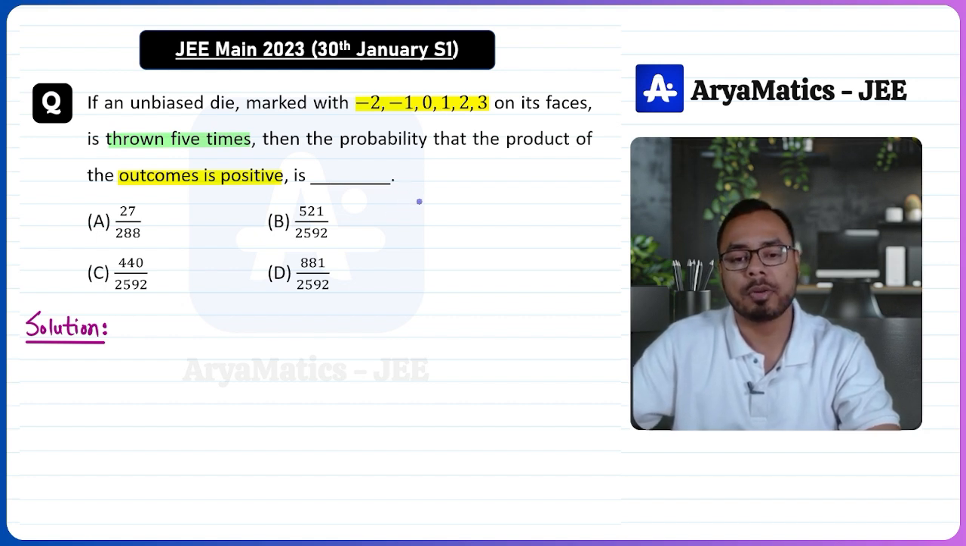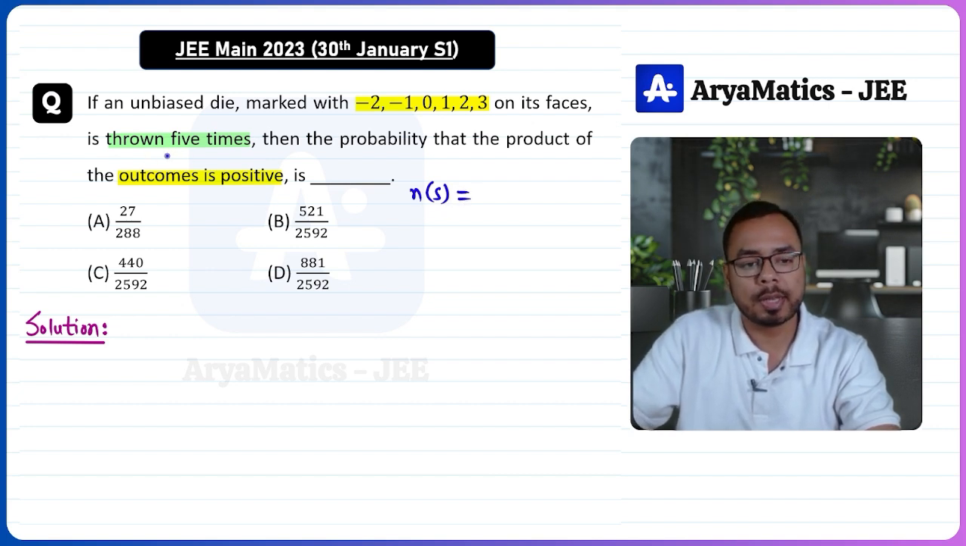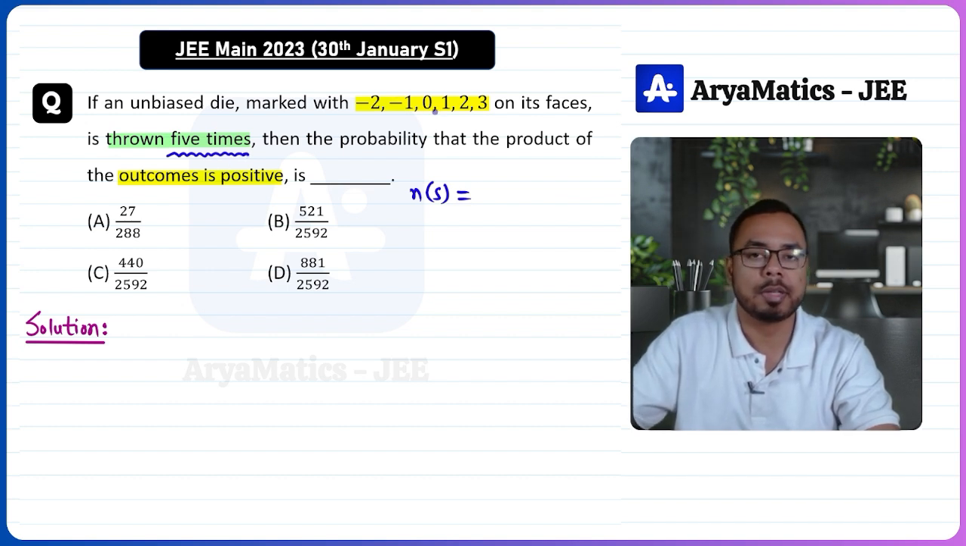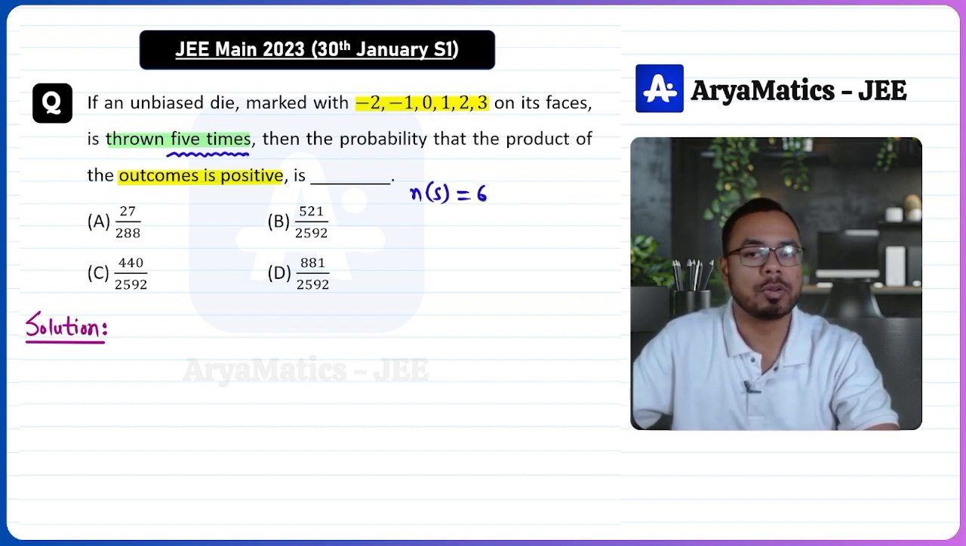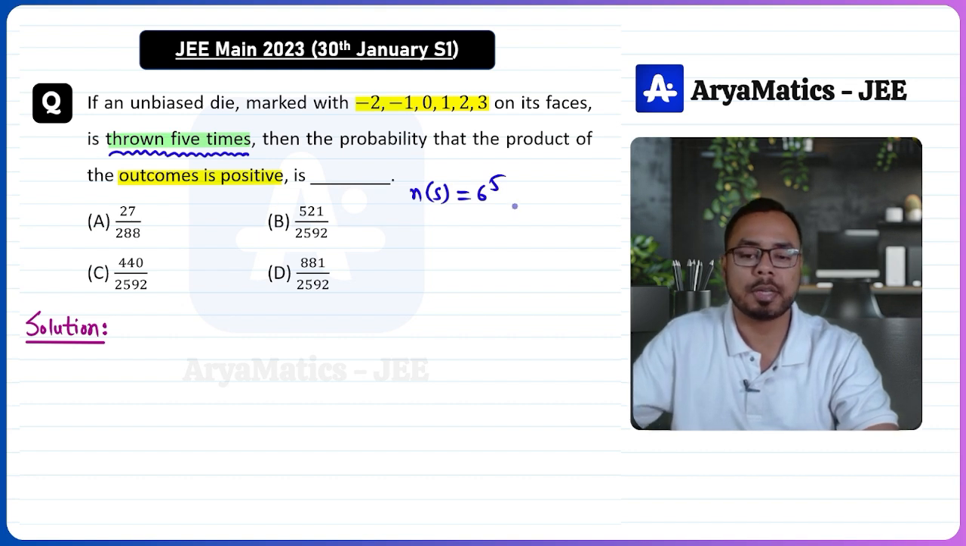Also, if we talk about the number of elements in the sample space, that is the total number of possibilities. Because we are throwing the die 5 times, for the first throw we have 6 options, any one of these 6 numbers. For the second throw again we have 6 options and so on. So for all 5 throws we have 6 options each, and therefore the number of different possibilities will be 6 raised to 5. That will be the number of elements in the sample space.